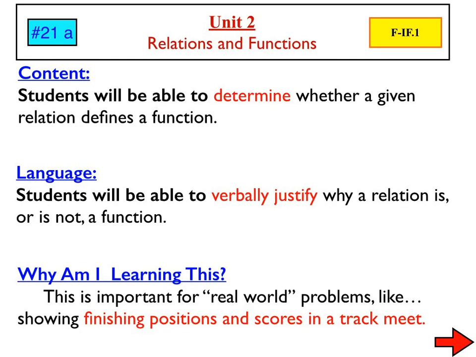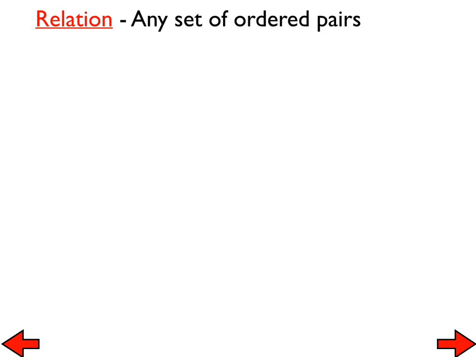All right, so lesson 21A, this is the beginning of Unit 2. Today we're going to talk about how to determine whether a relation defines a function, also to verbally justify why a relation is or is not a function, and then our typical why am I learning this. So the first thing we need to do is to define a few things.